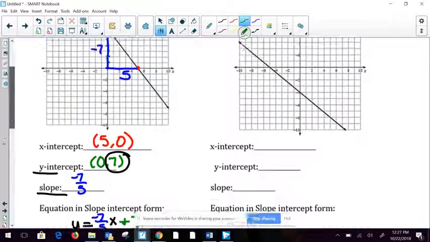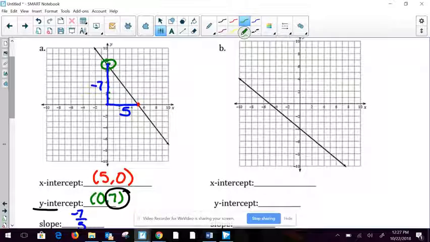I feel like letter B looks fantastic. So looking at letter B, where does it cross the y-axis? Right down here. And where does it cross the x-axis? Right over here. Let's look at our questions. It's asking us for our x-intercept first. So I'm going to go ahead and write my x-intercept. That crosses at, right, (-5, 0).